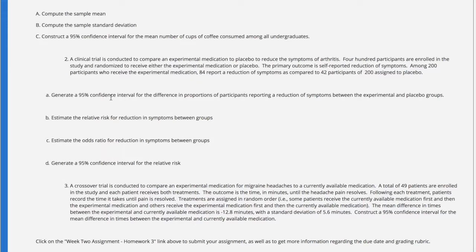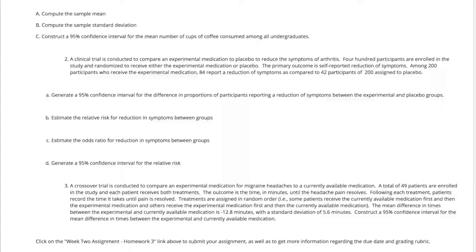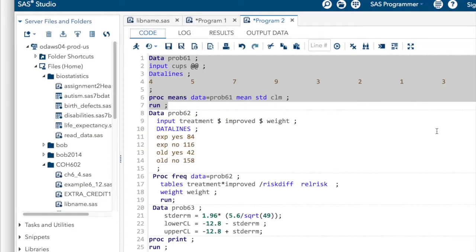So what we need to do here is generate a 95% confidence interval for the difference in proportions of participants reporting reduction of symptoms between the two groups, estimate the relative risk for reduction, estimate the odds ratio for reduction in symptoms between the groups, and generate a 95% confidence interval for the relative risk. So let's go back to SAS. Now let's go down here.